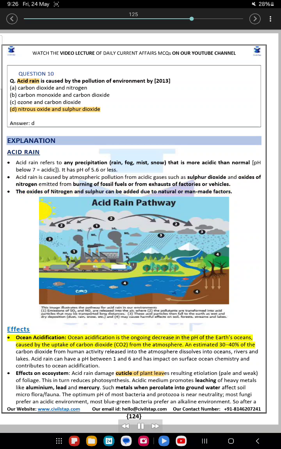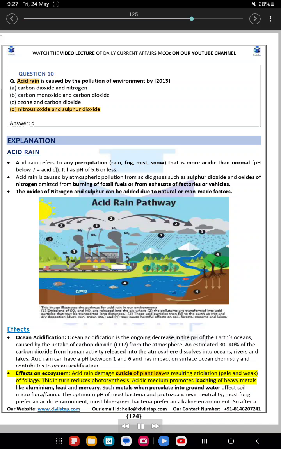Effects. Ocean acidification. Ocean acidification is the ongoing decrease in the pH of the Earth's oceans, caused by the uptake of carbon dioxide, CO2, from the atmosphere. An estimated 30 to 40% of the carbon dioxide from human activity released into the atmosphere dissolves into oceans, rivers and lakes. Acid rain can have a pH between 1 and 6 and has impact on surface ocean chemistry and contributes to ocean acidification.